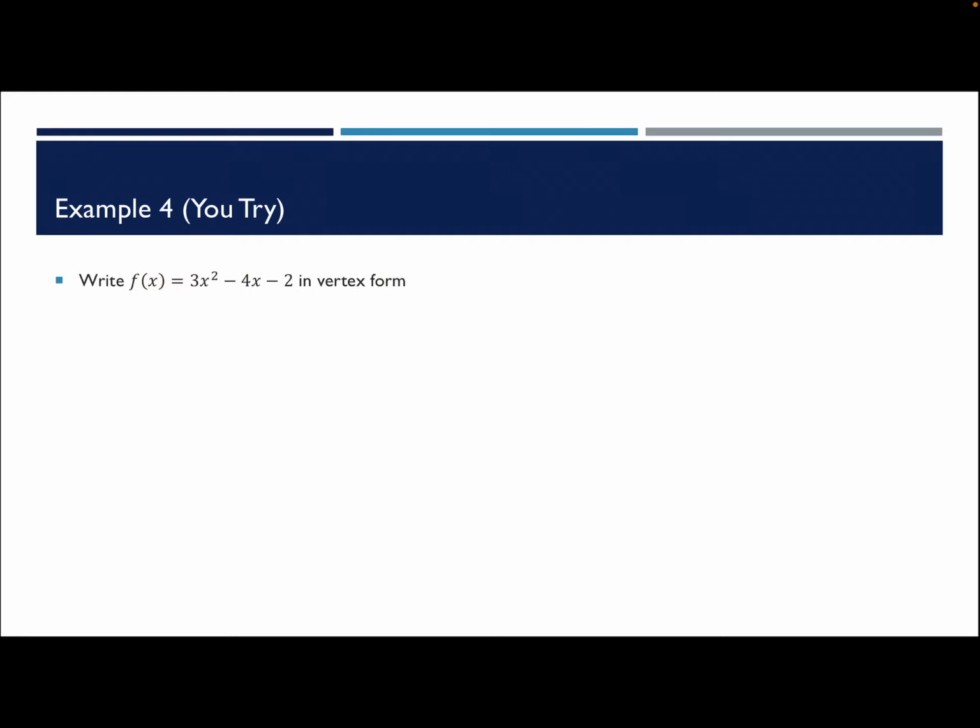For our next example, we have to put 3x squared minus 4x minus 2 in vertex form. And again, the process is the same since a is not 1. The first thing we want to do is factor out our a term. So that's going to give us x squared minus 4/3 x. And then we're going to put a minus 2 over here. So next, we need to do half of negative 4/3, which is going to be negative 4/6, which is really negative 2/3. And then we want to square that value. So we get negative 2/3 squared is 4 divided by 9.